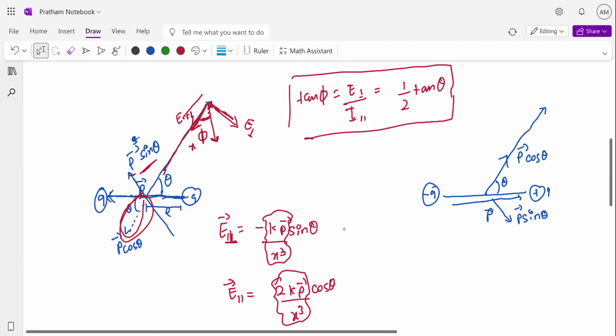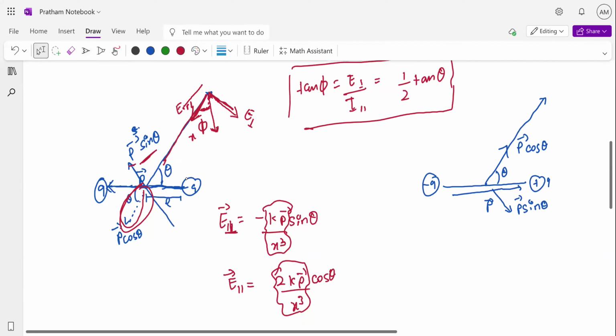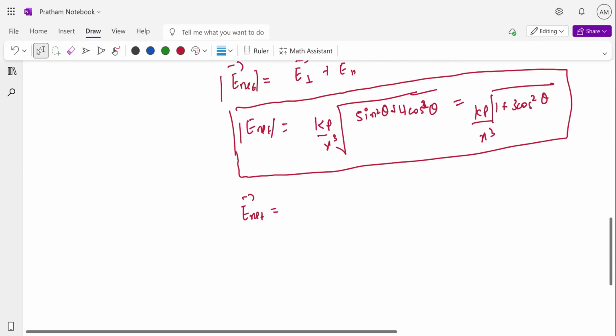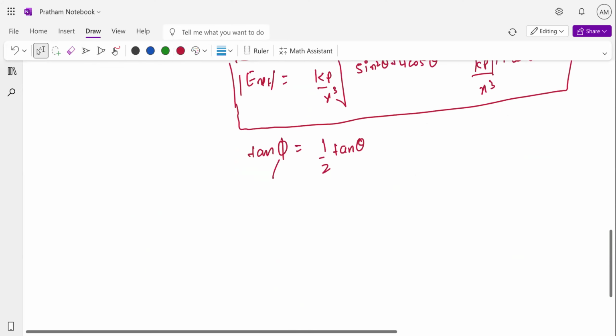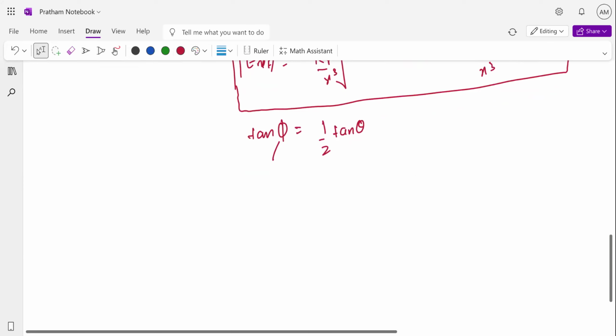The negative, very okay. The negative we can cancel out because it's not that important for us. The theta will take care of it itself. That's why we are not including the negative part. Understood? Yes. So E net is not important; we can directly put tan phi equals 1 by 2 tan theta. Remember this phi is with respect to this line. Okay, so I think by this we have covered this portion also.